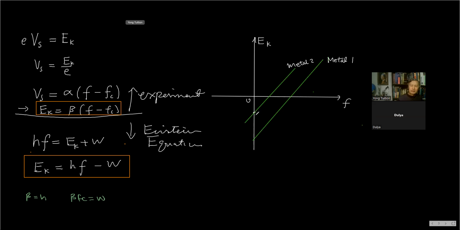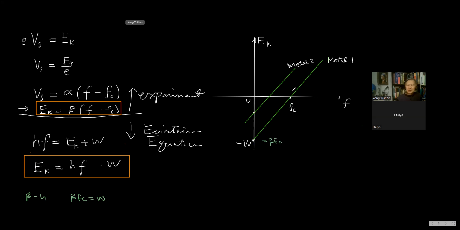So what is this value? Can you tell me from this equation? This is the cutoff frequency, right? This must have something to do with the work function, right? So when f equals 0, that is negative W, do you agree? And remember, this work function varies from metal to metal, okay?